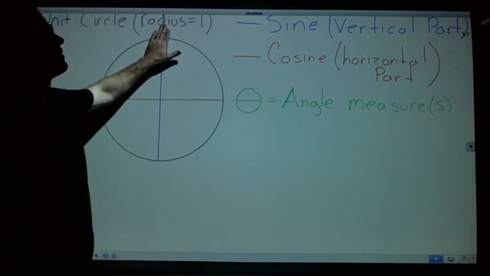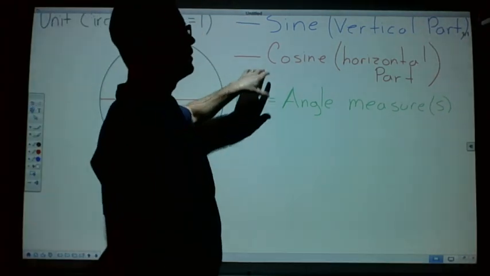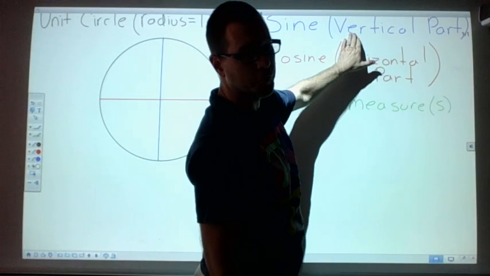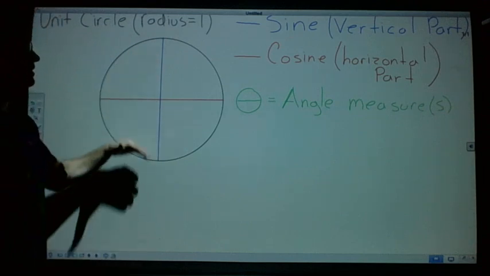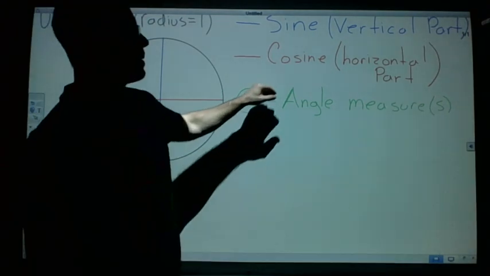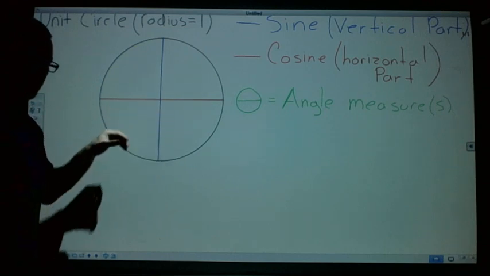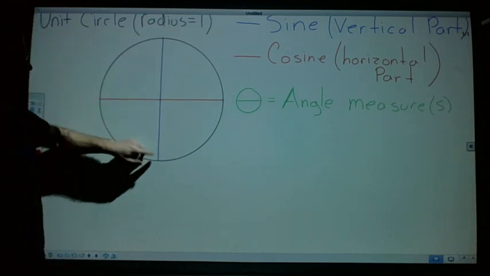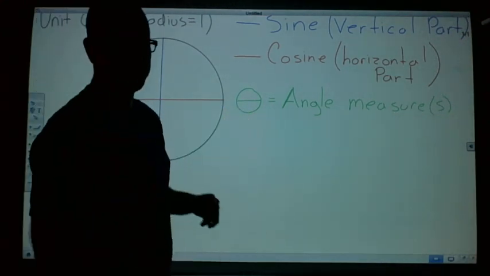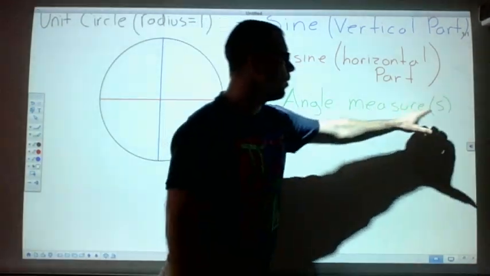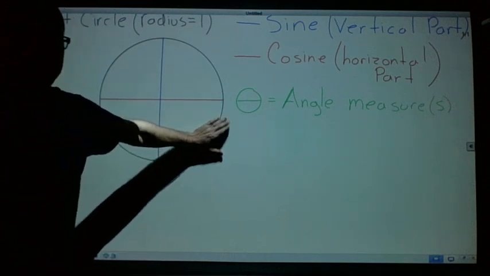One, its radius is equal to 1. That's going to come back in a second. And then these parts. Sine is the vertical part of the angle, and on this drawing it is the blue line, so you can see it's vertical. Cosine represents the horizontal part of an angle, and you can see here on the drawing I have it as the horizontal axis. So sine, cosine, and then theta. Theta is just the symbol that we use to represent an angle measure or angle measures if there are multiple angles that satisfy the equation, which there are.